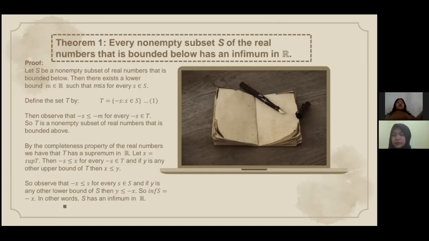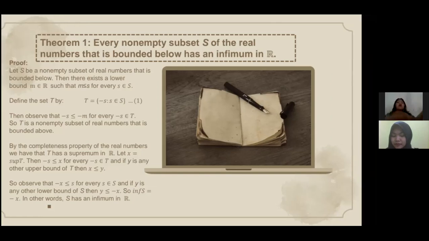By the completeness property of real numbers, we have that T has a supremum x, then minus s is less than or equal to x for every minus s in T, and if y is any other upper bound of T, then x is less than or equal to y. So observe that minus x is less than or equal to s for every s in S, and if y is any other lower bound of S, then y is less than or equal to minus x. So inf S equals minus x. In other words, S has an infimum in the real numbers.